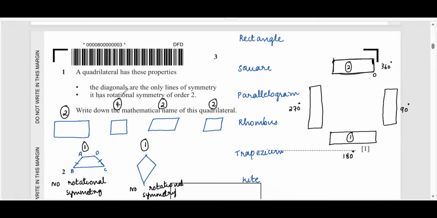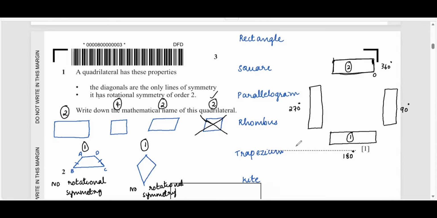Now let's come back to the question here. A quadrilateral has these properties. The diagonals are the only lines of symmetry. We saw when we discussed line of symmetry that it was a rhombus. Diagonals are the only lines of symmetry and it has rotational symmetry of order 2. So we know that the rotational symmetry of a rhombus is order 2, because at 180 degrees and 360 degrees, we will get the exact same shape.